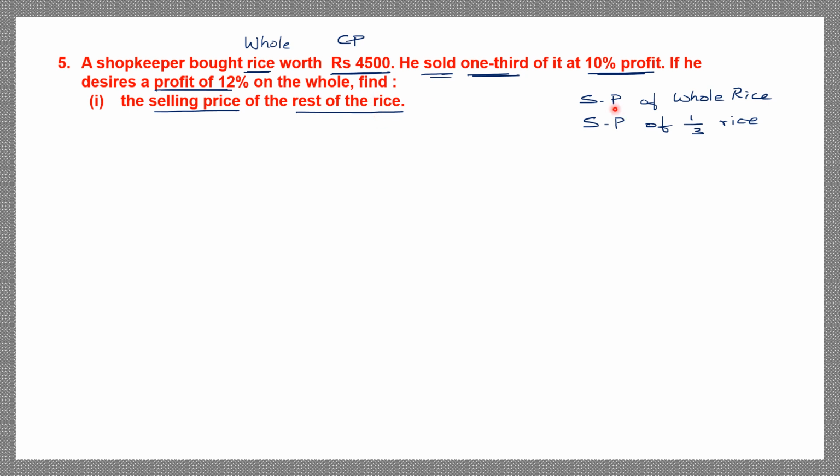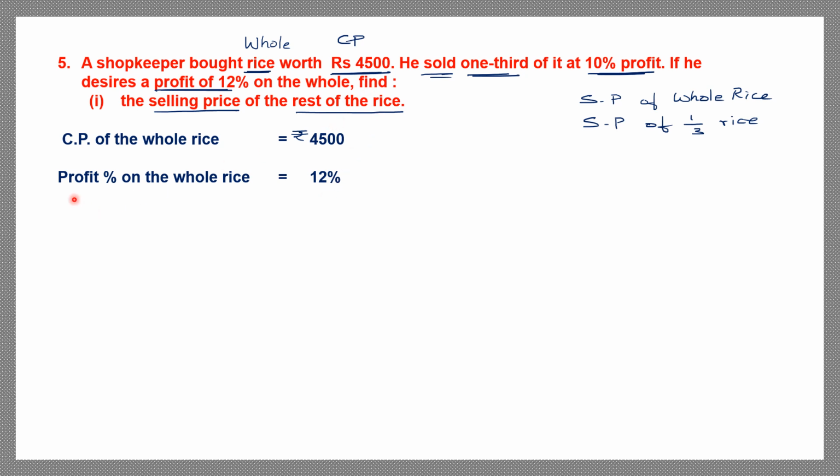So first thing, let's find the selling price of the whole rice with what is given to us. Shopkeeper bought rice worth 4,500 rupees. That is the cost price. So let's write that. Cost price of the whole rice. This is 4,500 rupees. And the profit is for the whole rice, the profit is 12% because here it says on the whole. So profit percent is 12 for the whole. So profit percent on the whole rice is 12%.